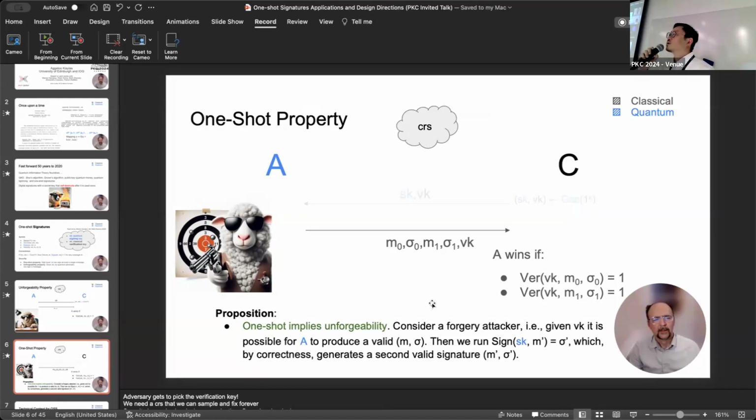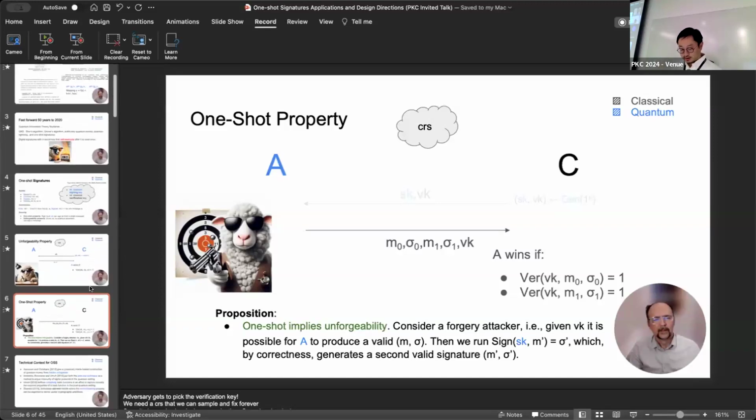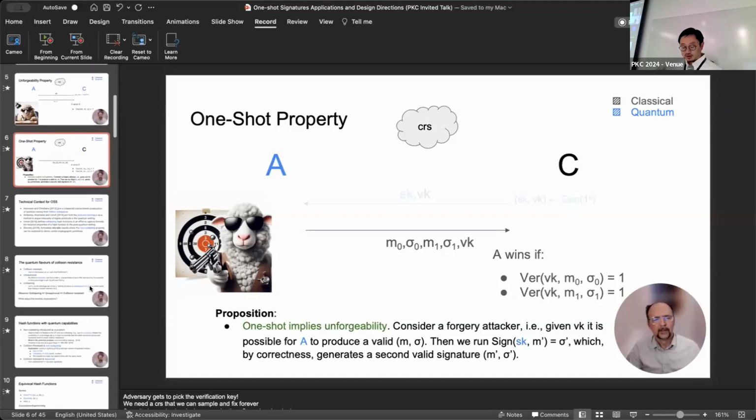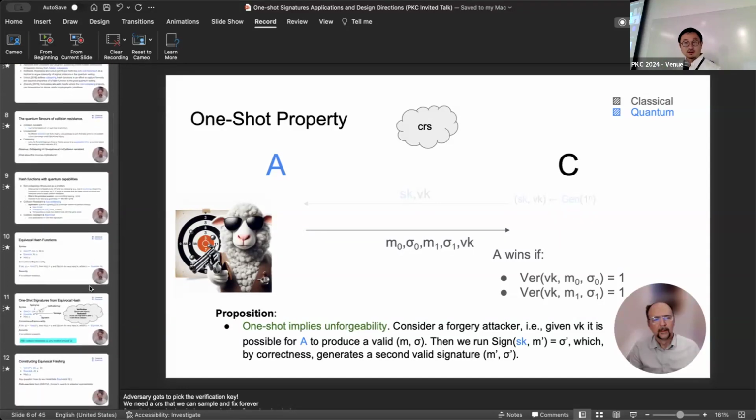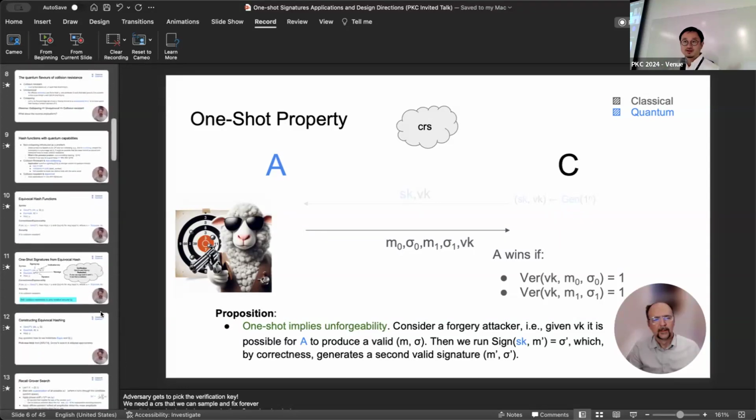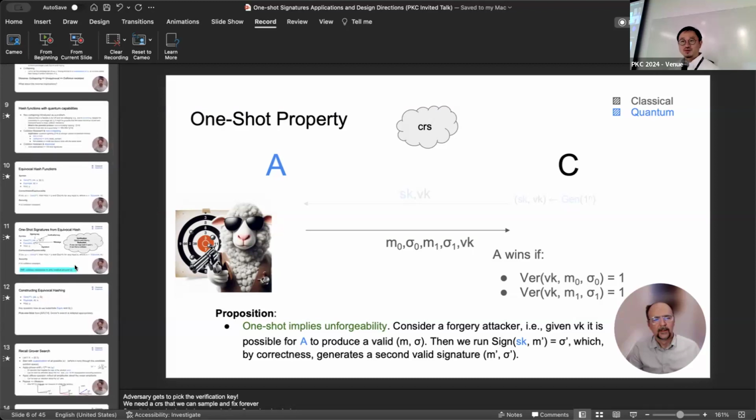Maybe we have time to have one more question. Any other question? So I have one. You showed the very nice construction, one-shot signature from quantum capability. Can we actually generalize the idea to a broader setting, like maybe NISQ or even more? Also one-shot something else, yeah.